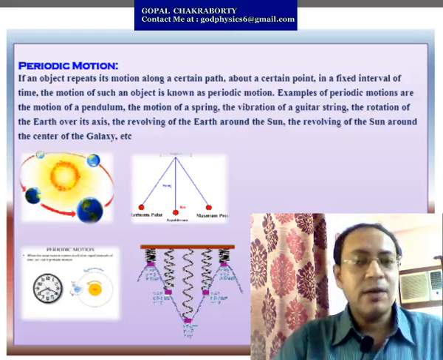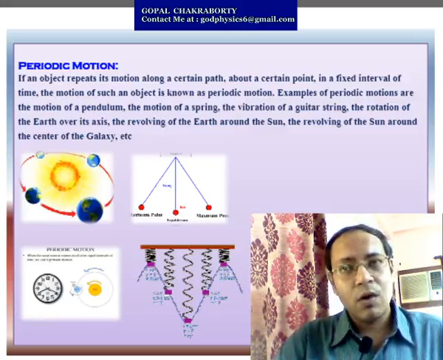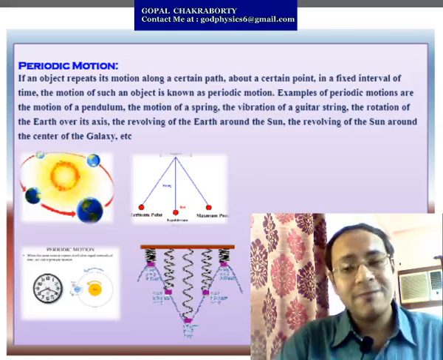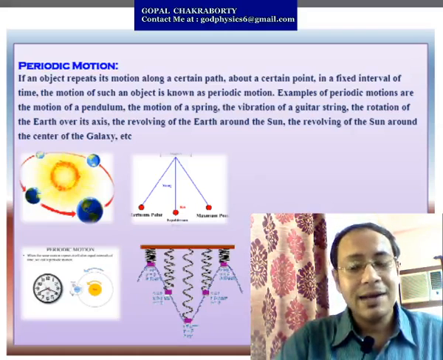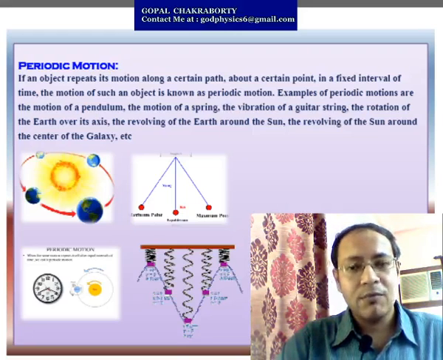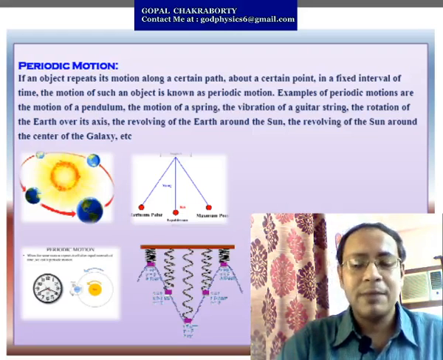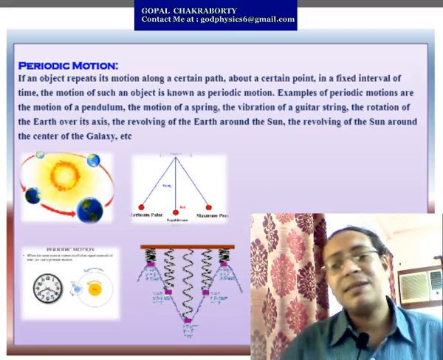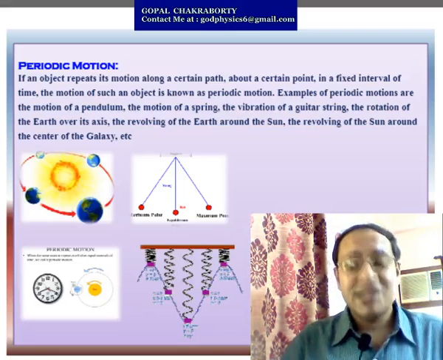Periodic motion means where the particle or object repeats its motion along a certain path about a fixed point after a certain interval of time. So in case of periodic motion, the particle must cross a certain fixed point within a particular interval of time. This kind of motion is called periodic motion. That means it has a periodicity in nature. Okay, so lots of examples are there.